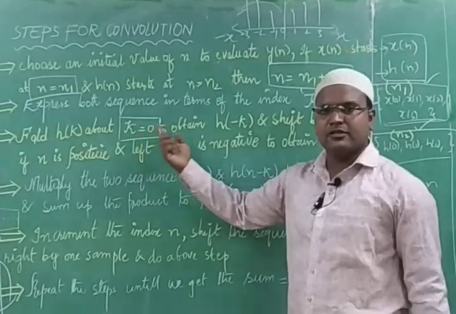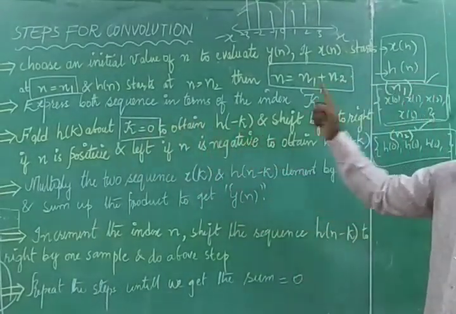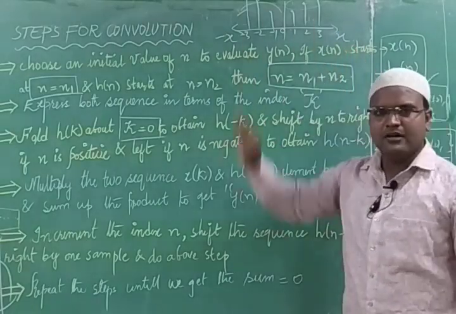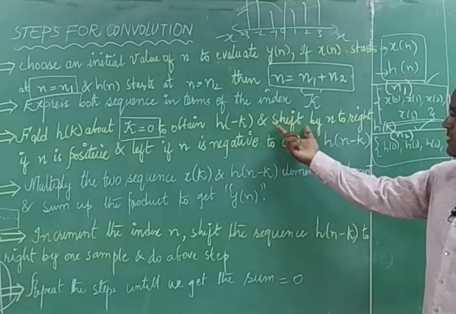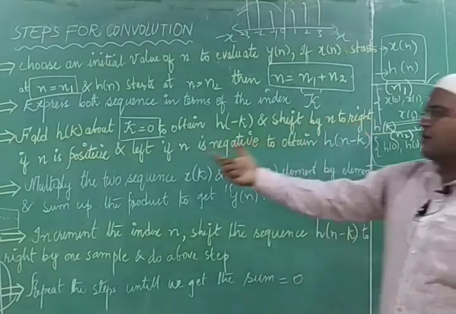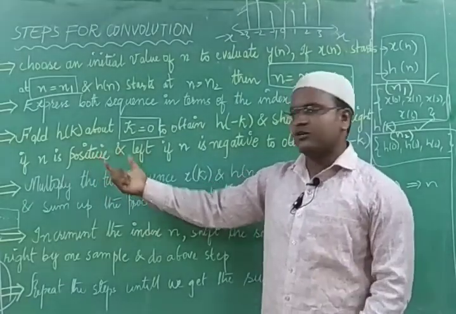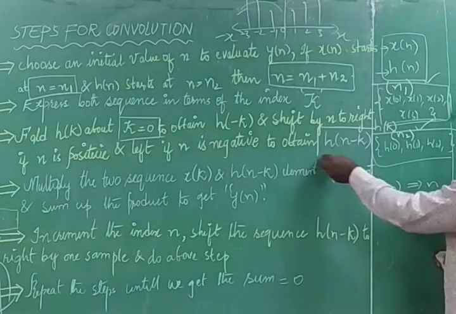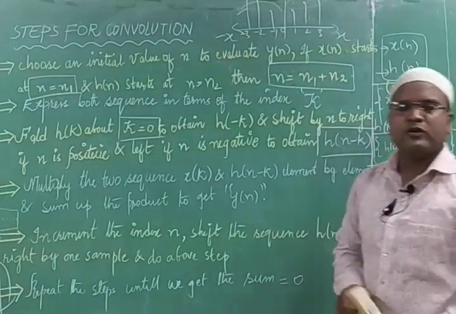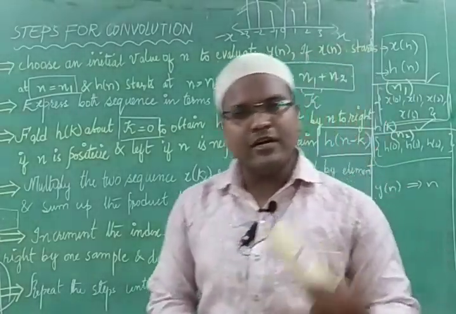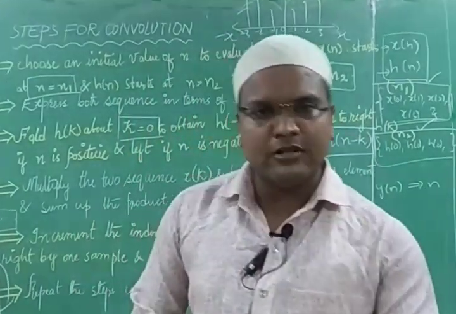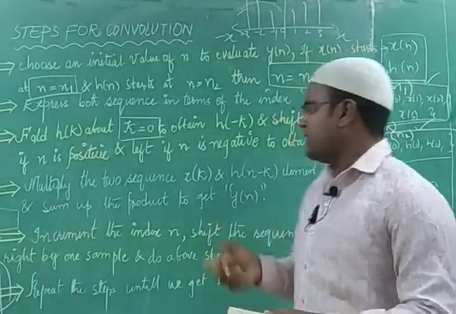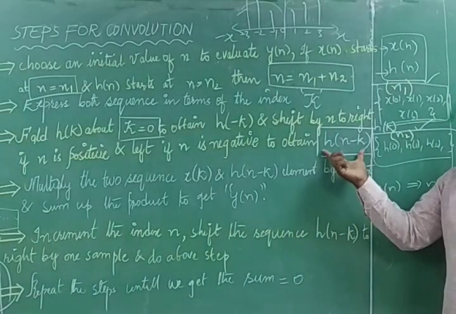Fold h of k about k equals 0 to obtain h of minus k. Previously it was h of k; now we write h of minus k because we wrote the signal on the left-hand side. Then shift by n to the right if n is positive, and to the left if n is negative, to obtain the main term h of n minus k. What does n minus k indicate? It indicates whether it depends upon future inputs or past inputs. Based upon these values, you write that sequence. For that reason we fold to get h of n minus k.